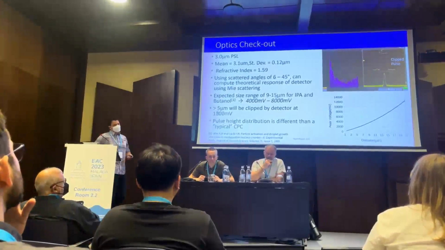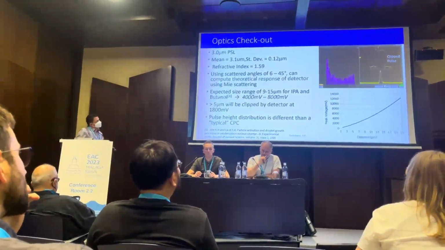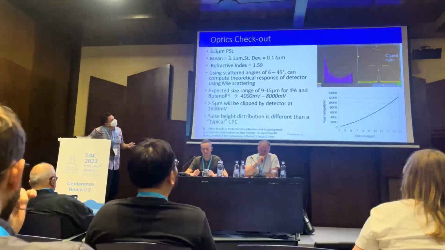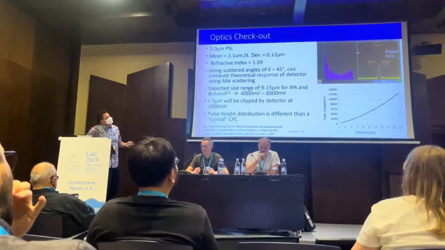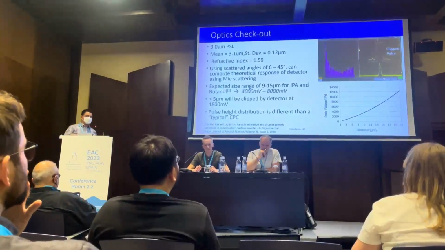Okay, so let's do a little checkout to make sure this optics system is working. We used some 3 micron PSL atomized. And what we see here is we get a nice big signal. There's also some that will clip. You'll hear me talking about that a lot in this talk. This is the plot up here of a plot that also clips. We only have a 1.8 volt, or 1800 millivolt, rail.